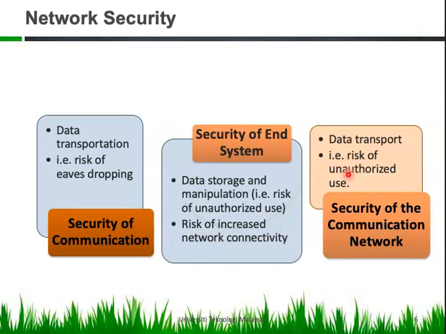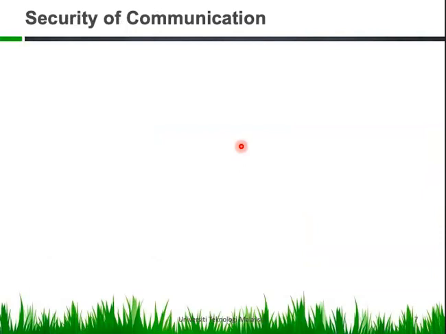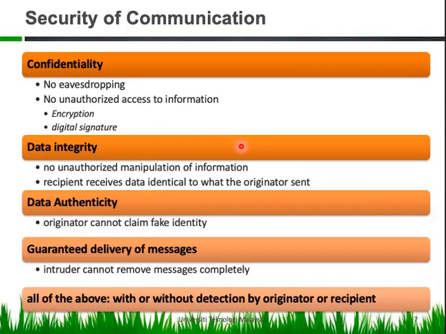All right, and the next one is the security of the communication network, for example, the data transport and the risk of unauthorized use in the network. This is more towards the network level or operational security. Moving on to the next slides, we're going to look at the details of the security of communication, which is one of the elements that I have shown you just now.